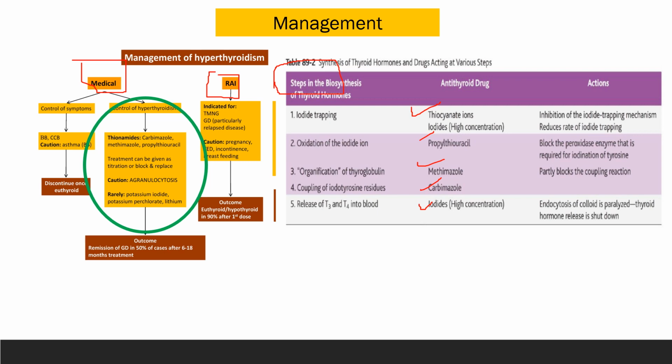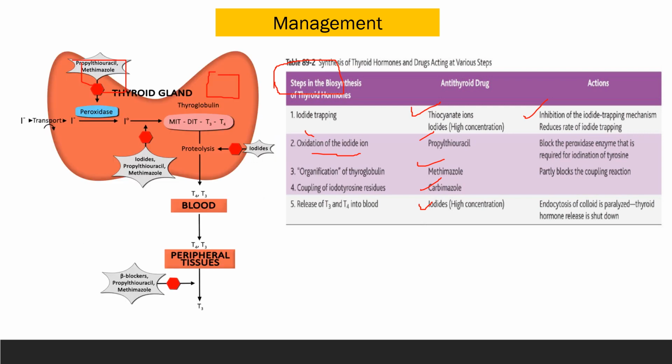So we know the steps of thyroid hormone synthesis. It may be the iodine trapping, then the oxidation, then the organification, then coupling, then release. So it is seen that iodine trapping will be prevented by thiocyanate. So inhibition of iodine trapping. Then the propylthiouracil, it prevents the oxidation of the iodide ion. Methimazole, it prevents the organification. Carbimazole prevents the coupling, and iodides in high concentration prevent the release of T3 and T4 into the blood. So this is the mechanism by which they act.